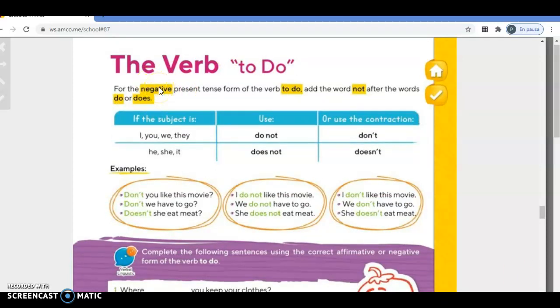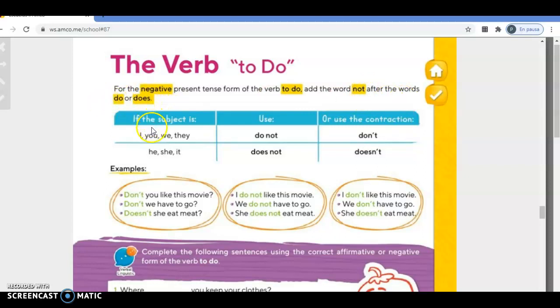negative present tense. Okay, for the negative present tense, for the verb to do, para el negativo de la forma del presente del verbo to do, agregamos add the word not. Vamos a agregar not after the words do or does, después de las palabras do y does.